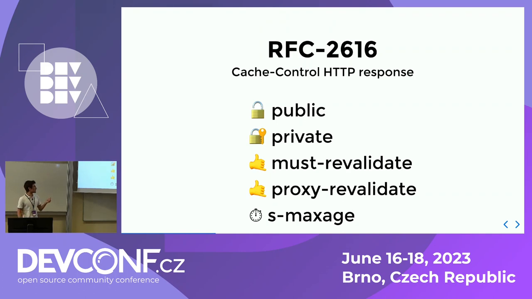The must-revalidate will try to revalidate each time you serve this response to the server, to check if it's fresh enough and if the content suits the expectations. The proxy-revalidate will trigger a revalidation only on your proxy and not on your browser, for example. And the s-maxage is like the max-age, but for shared cache.